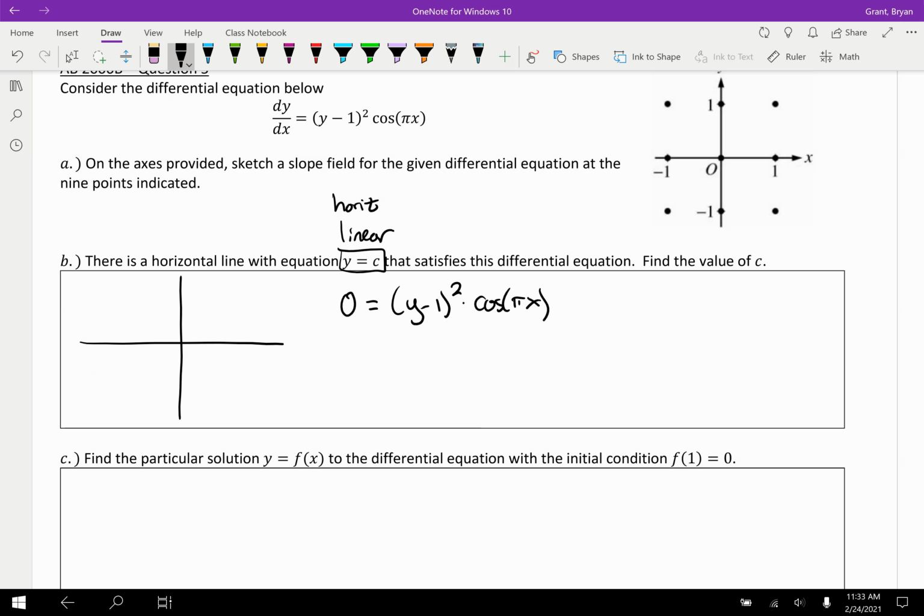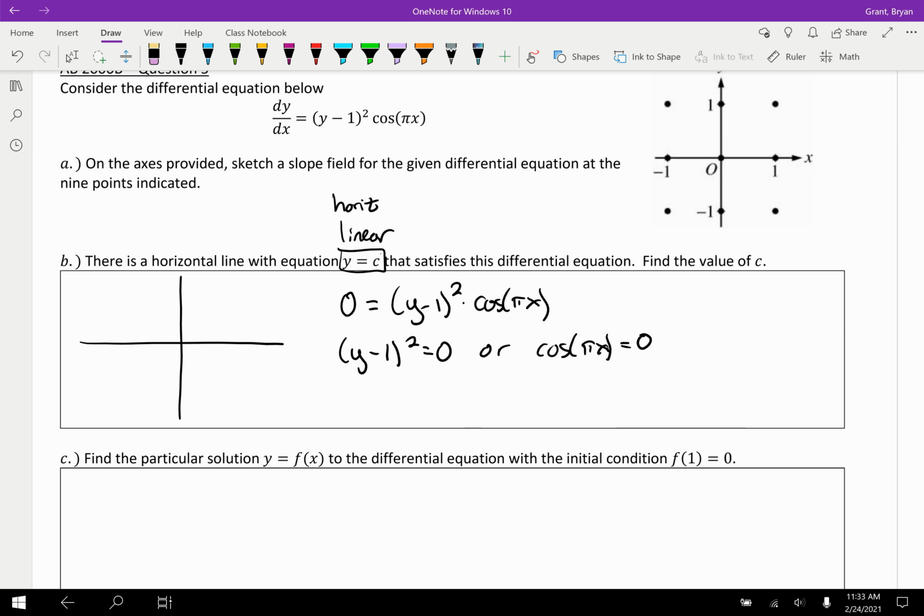Okay, not bad. From here, I think we have two equations, right? This is in factored form. (y − 1)² = 0, or cosine of πx = 0. And you might get very scared. You're like, oh, I don't want to solve this cosine one. You don't have to. They want to know the y value.